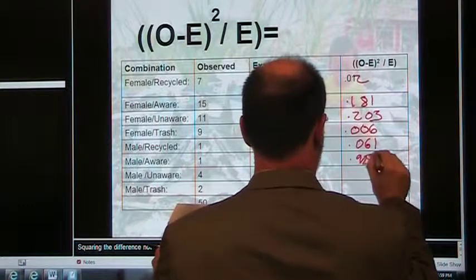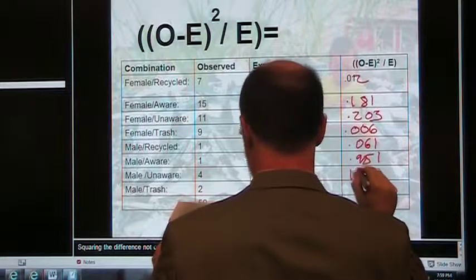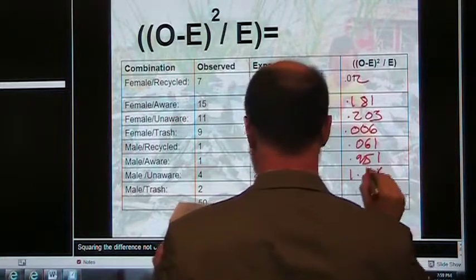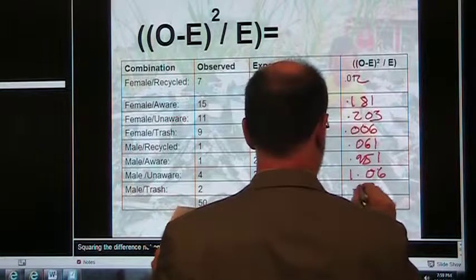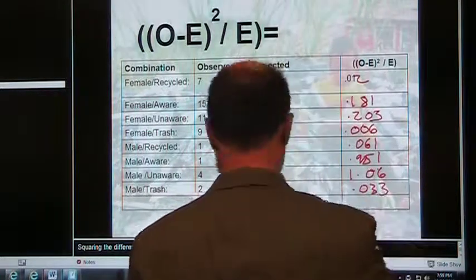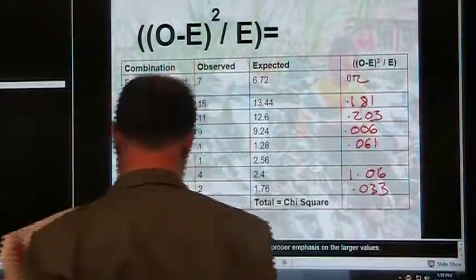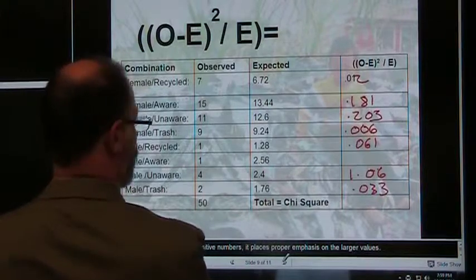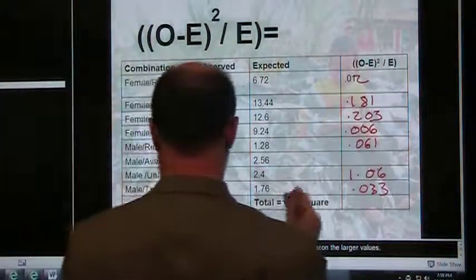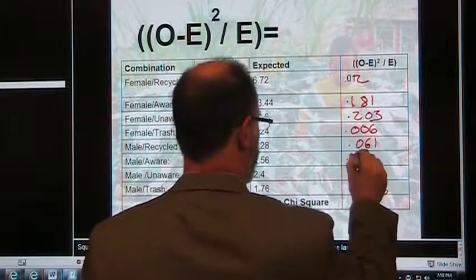Expected was 13.14, observed was 15. 15 minus 13.14 is 1.86. Multiply that by itself. I missed, I didn't type it in right. And then divided again by 13.44.